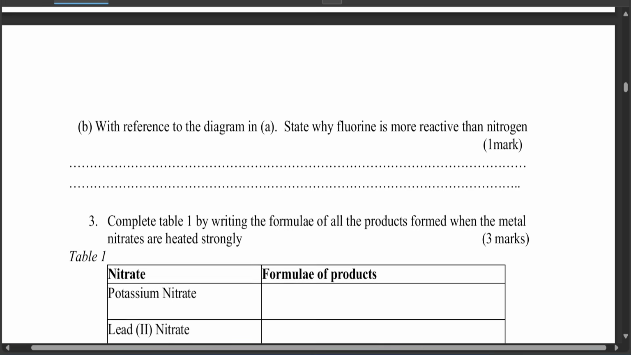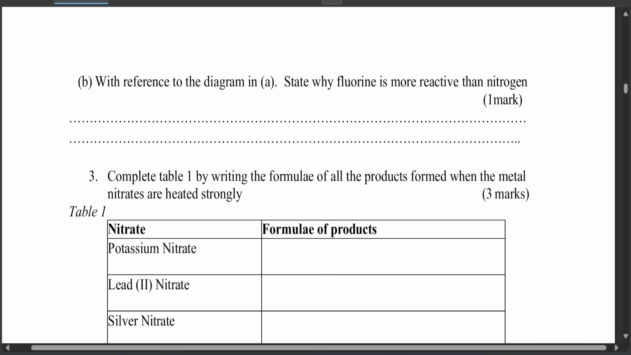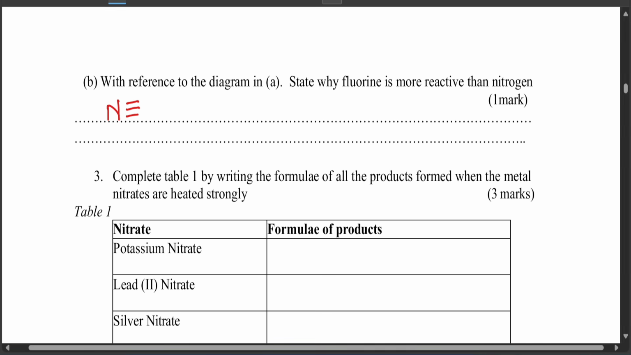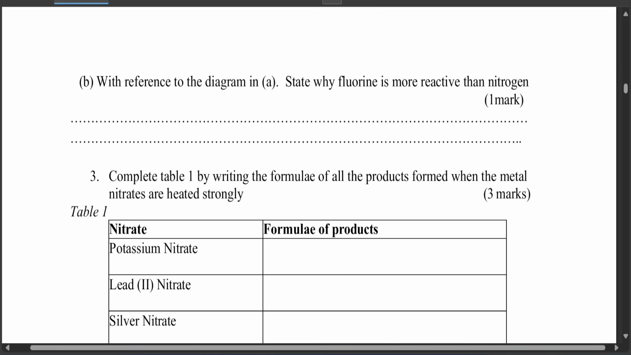Question B, with reference to the diagram in A, state why fluorine is more reactive than nitrogen. Remember that nitrogen had 3 pairs, right? So it had 3 bonds. So it has 3 bonds in its structure, while fluorine, let me write it up. Nitrogen has 3 bonds and fluorine has a double bond.